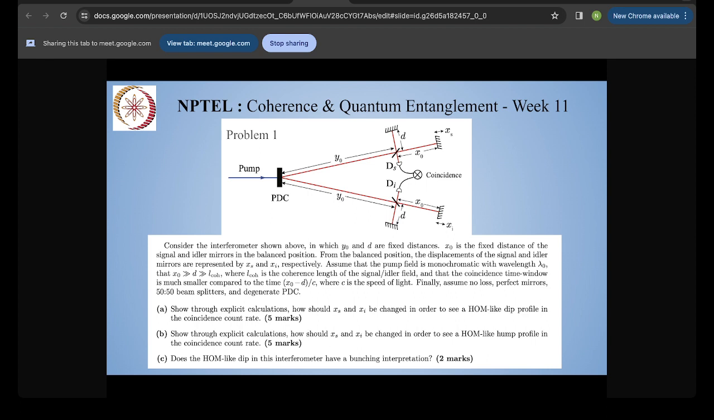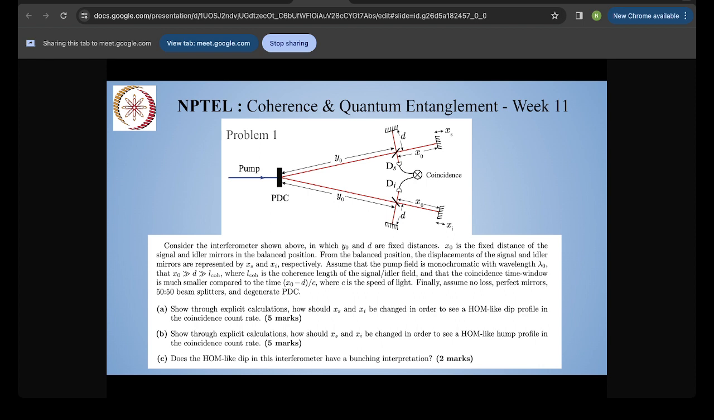Consider the interferometer shown above, in which y0 and d are fixed distances. X0 is the fixed distance of the signal and idler mirrors in the balanced position. From the balanced position, the displacement of the signal and idler mirrors are.